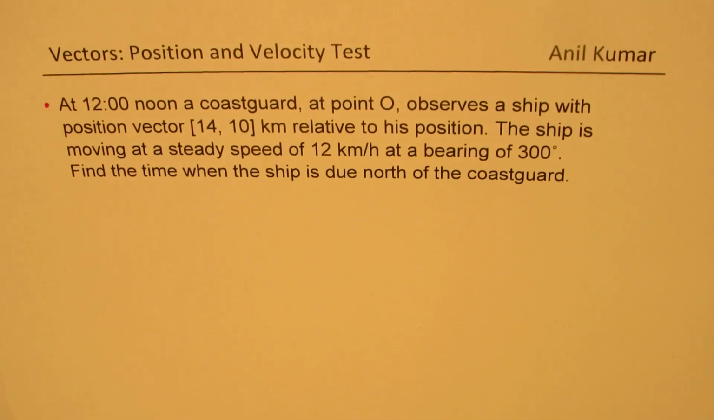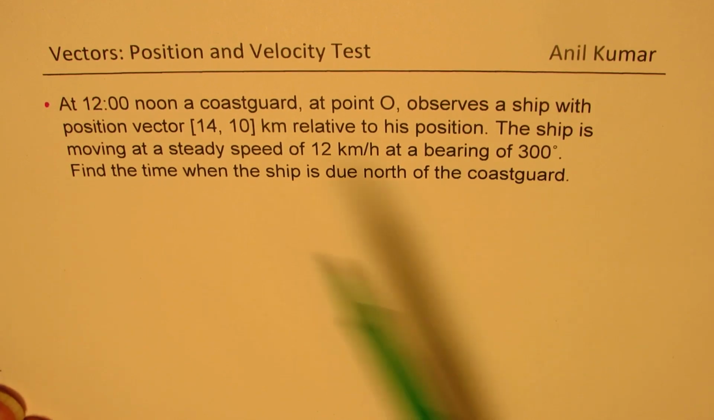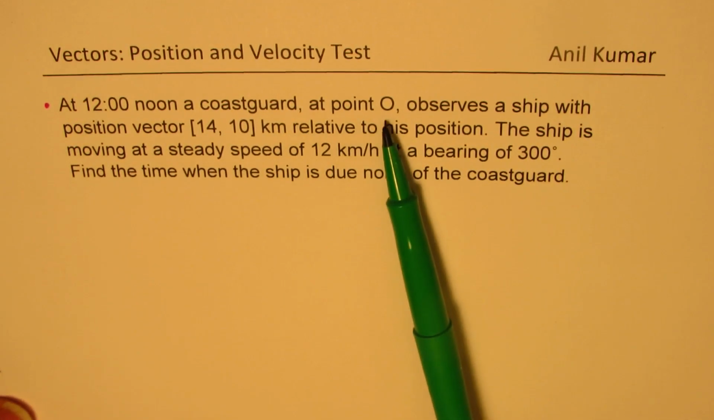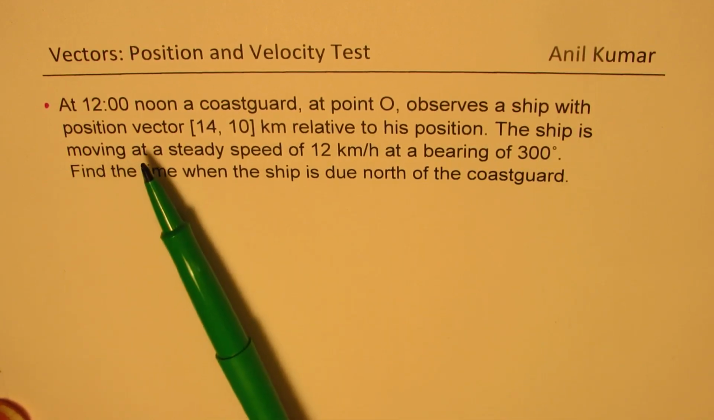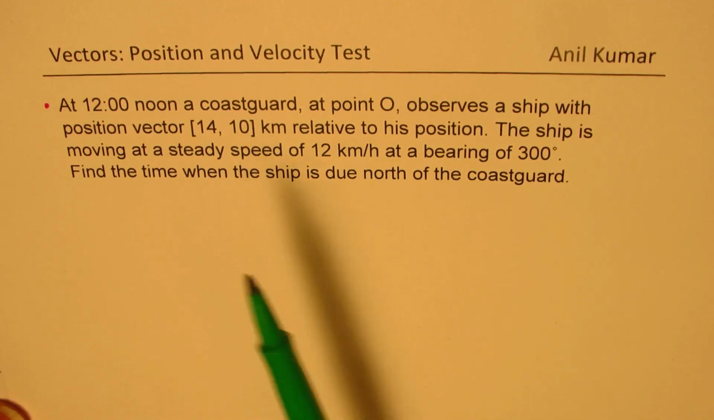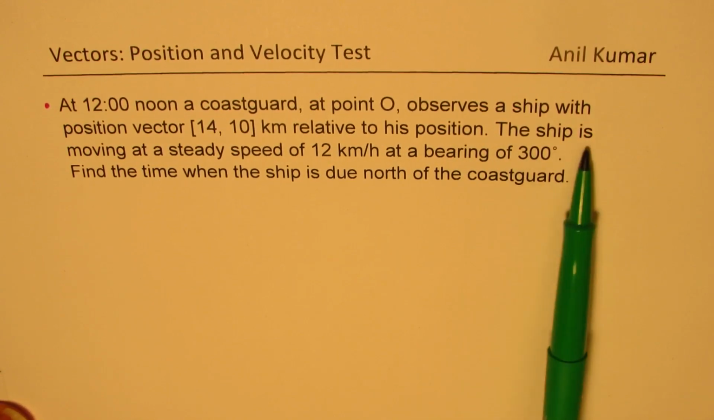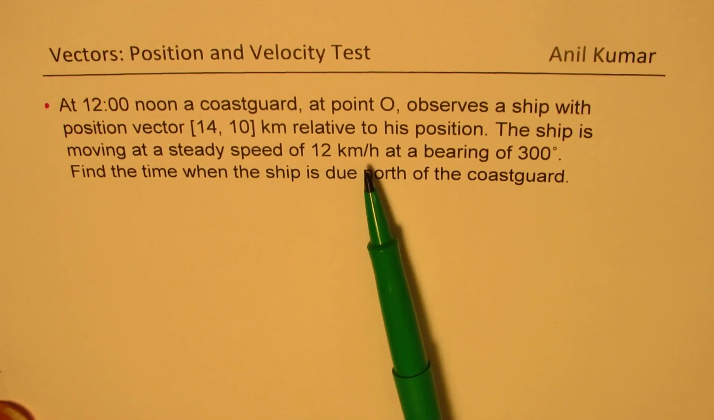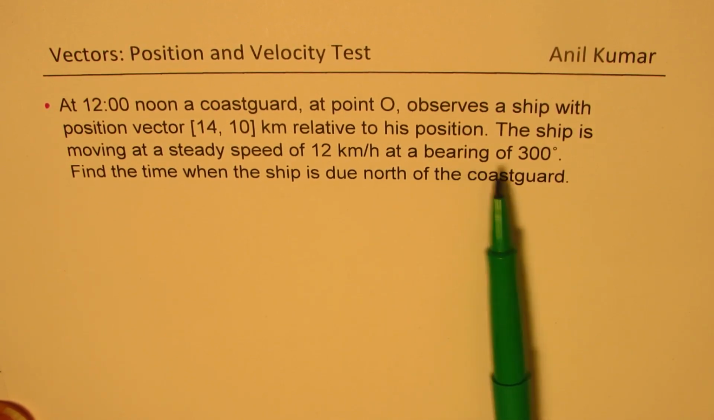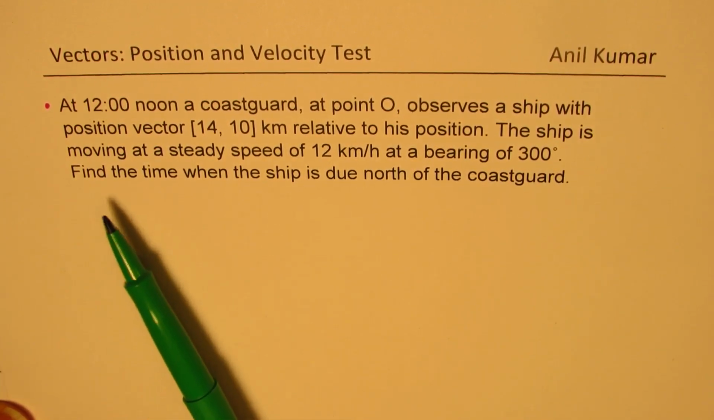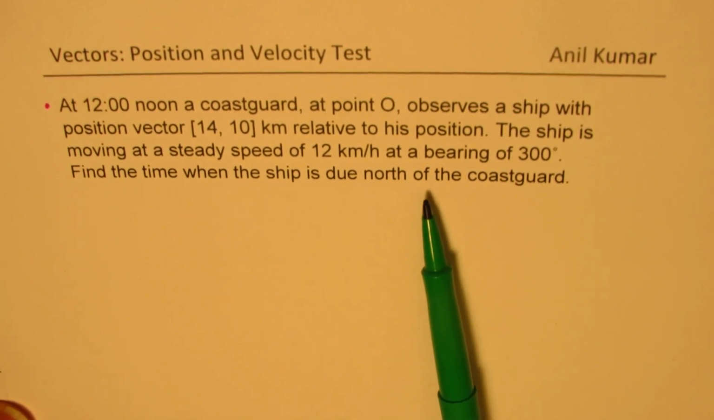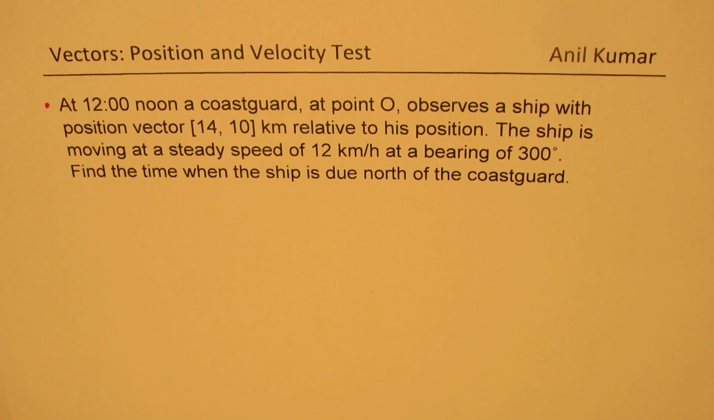Perfect. Now, after knowing all this, we have a good question for you. This is a thinking question. At 12 noon, a Coast Guard at point O observes a ship with position vector 14i + 10j kilometers relative to its position. The ship is moving at a steady speed of 12 kilometers per hour at a bearing of 300 degrees. Find the time when the ship is due north of the Coast Guard. I'd like you to pause the video, answer this question, and then look into my suggestions.